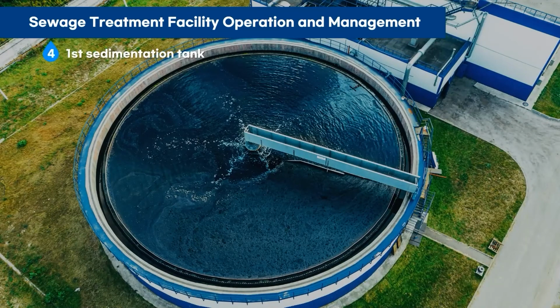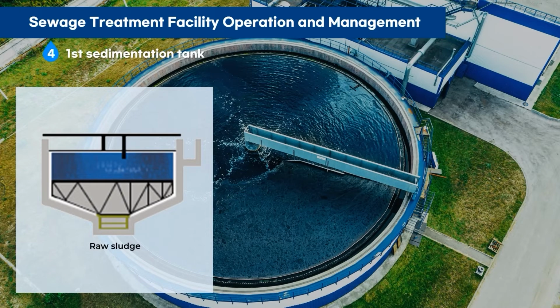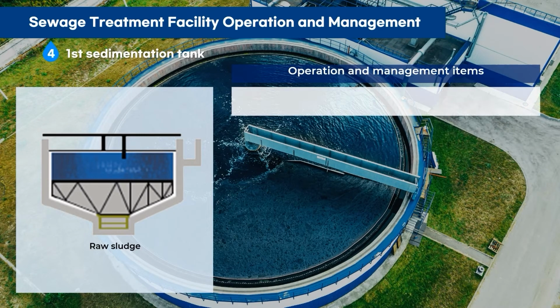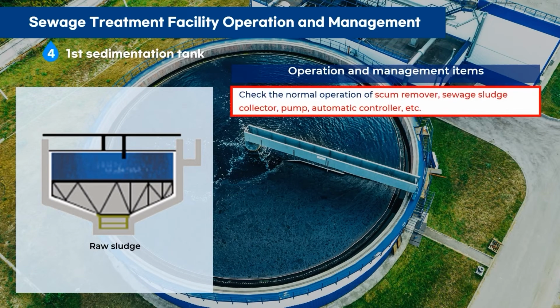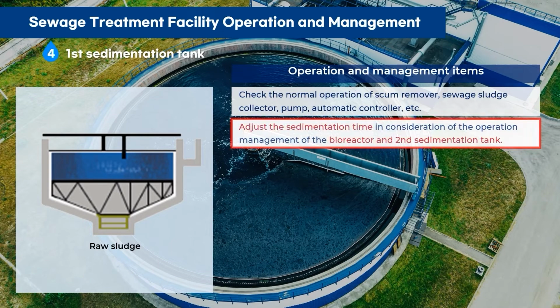In the primary sedimentation tank, sedimentation is carried out over 2 to 3 hours to remove suspended solids and precipitants and lower the pollution load in the raw water reactor. Sedimentation that falls to the floor is moved to a treatment process. In the primary sedimentation tank, the scum removal equipment, wastewater debris collector, pump, and automatic control device should be checked for normal operation, and the sedimentation time needs to be adjusted with consideration for the operational management of the secondary sedimentation tank and biological reactor.